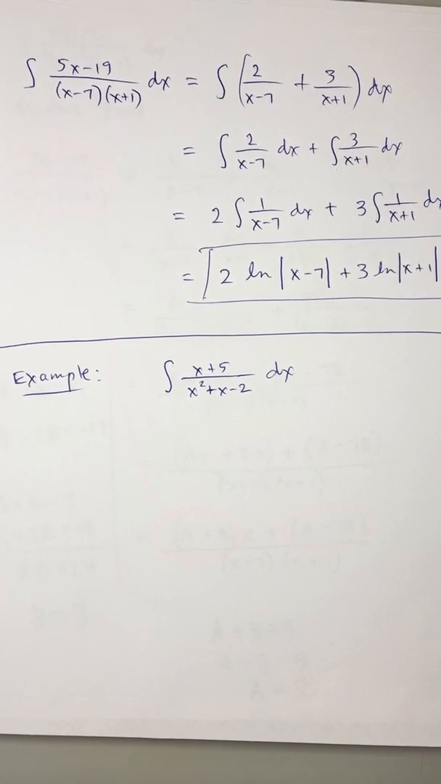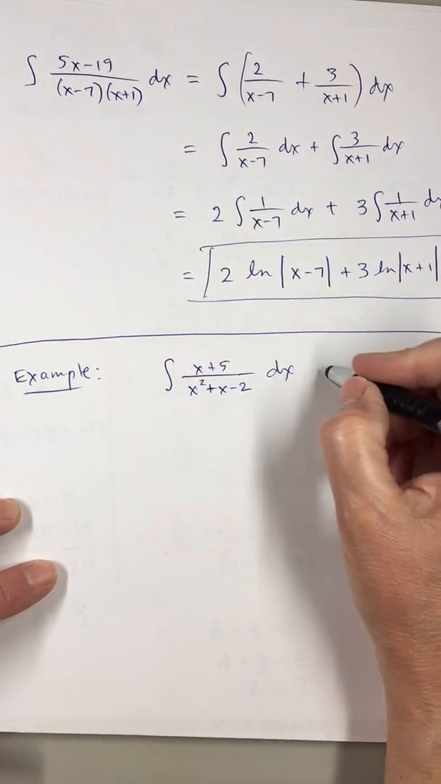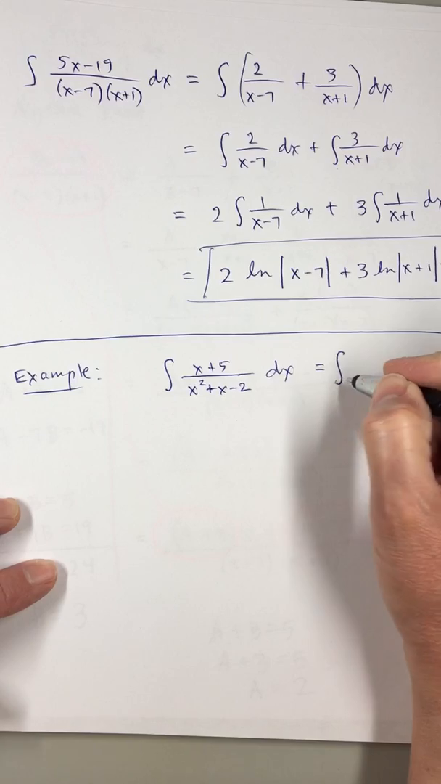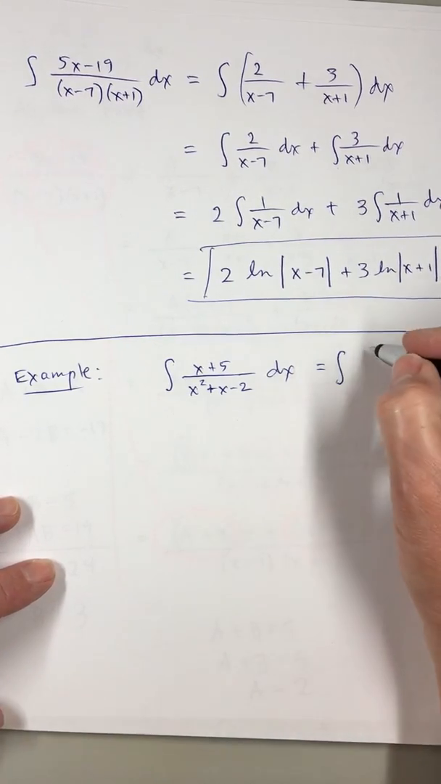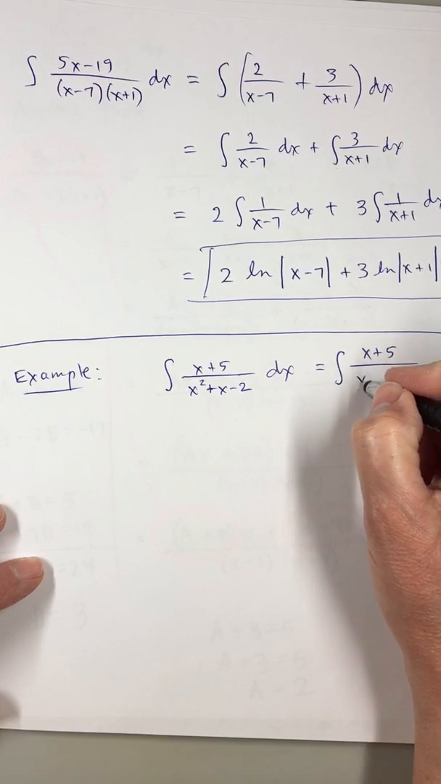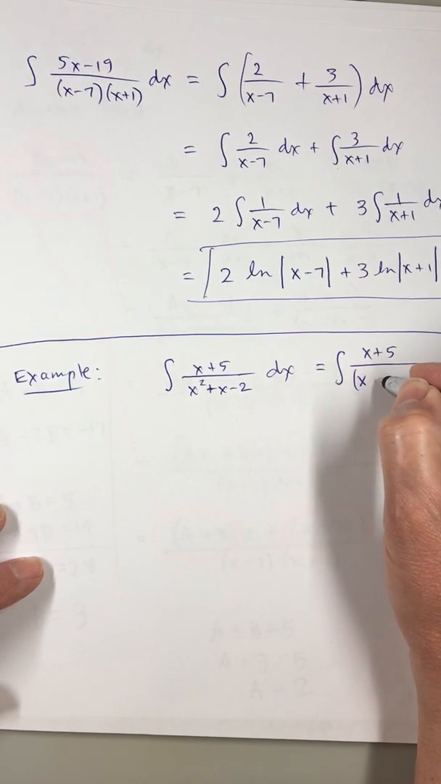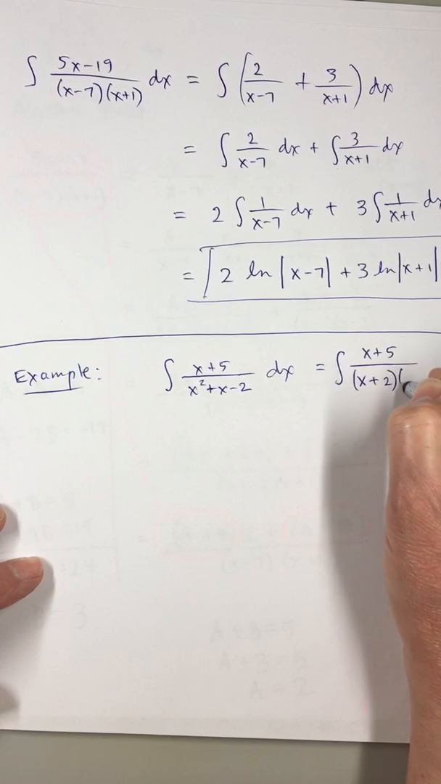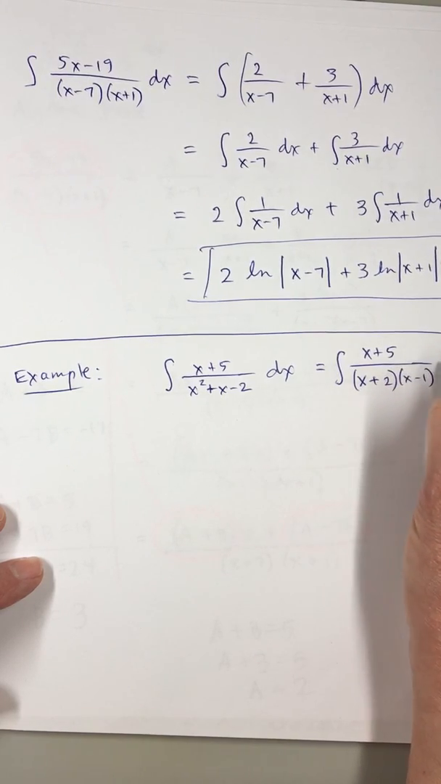For this next example, your first step is you're going to have to factor the denominator. So this integral, I'll write it as the integral of x plus 5 over, let's see, this factors into x plus 2 times x minus 1.